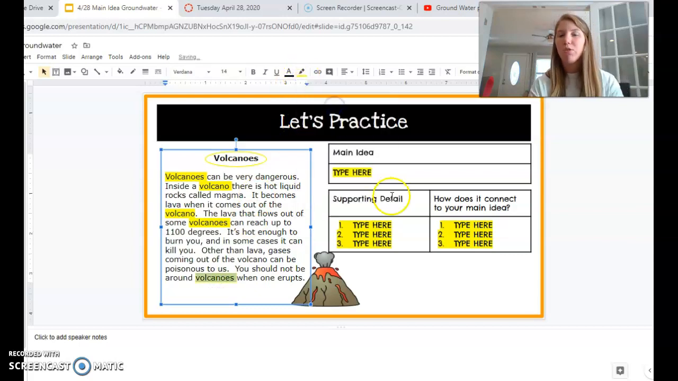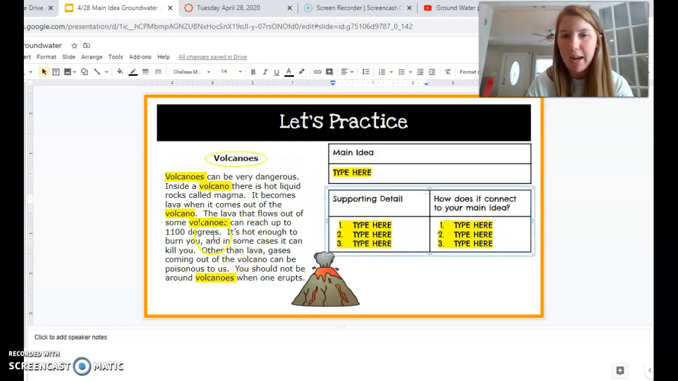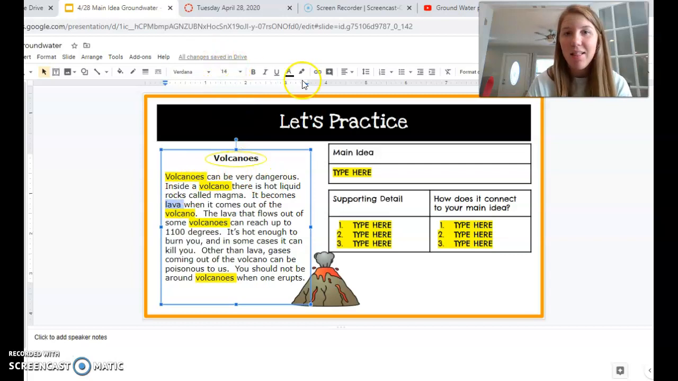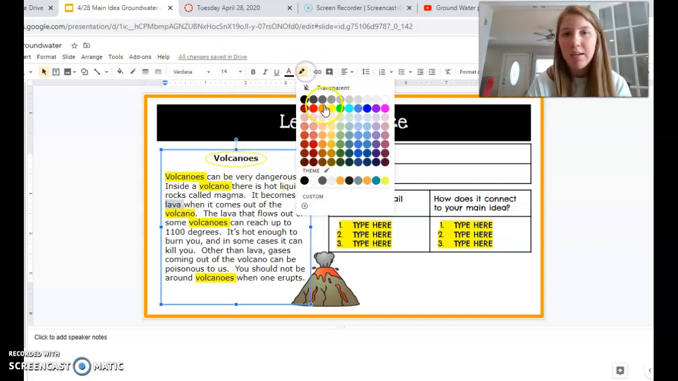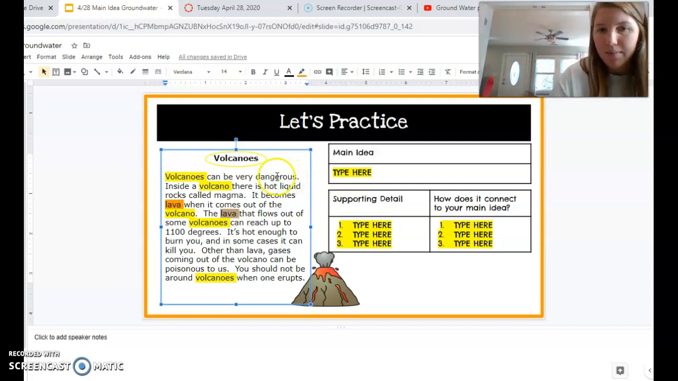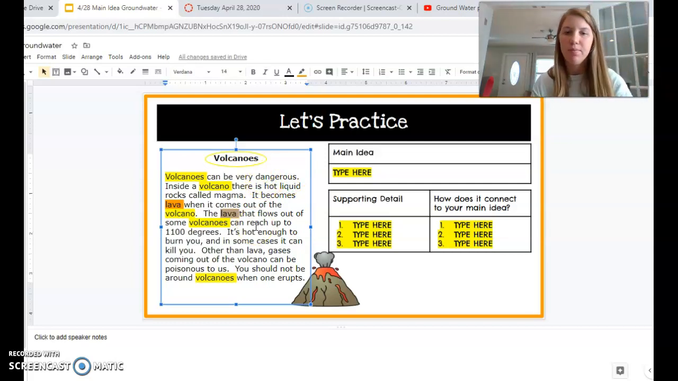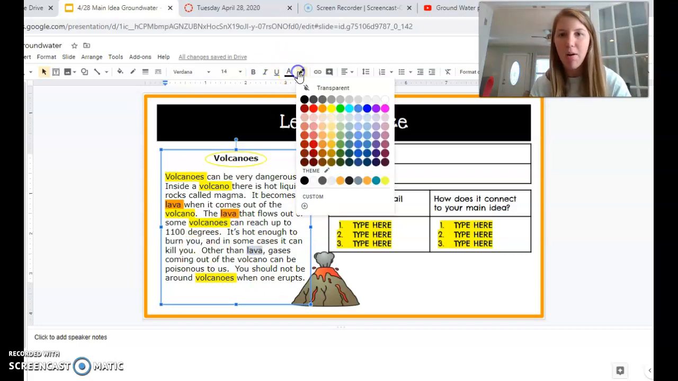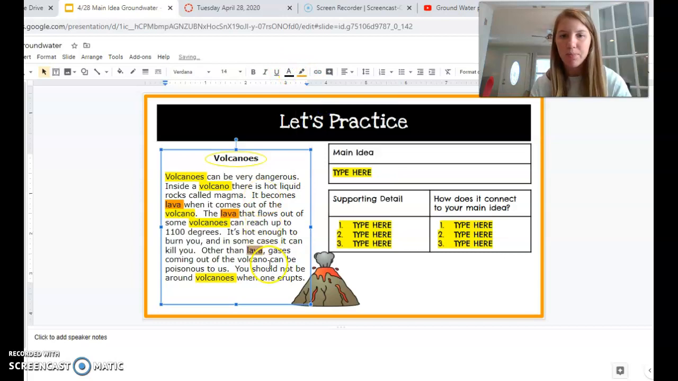Not only can our words repeat, but sometimes our ideas can repeat. So what other words do you see that repeat? I hope you're looking in there right now. What do you see? I see lava, yes. Lava. And make this a different color. Lava, it's repeated more than once. Ooh, another lava. Sorry, I'm trying to make sure I have all of them. I hope you are too. All right, any other words that repeat?